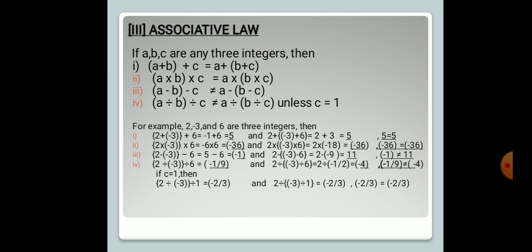But if we are putting c as 1, if we are giving the value c as 1, then 2 divided by minus 3, (a ÷ b) ÷ 1 is equal to minus 2 by 3, and a ÷ (b ÷ c), that is 2 divided by (minus 3 divided by 1), is also equal to minus 2 by 3. So if c is equal to 1, then (a ÷ b) ÷ c is equal to a ÷ (b ÷ c).